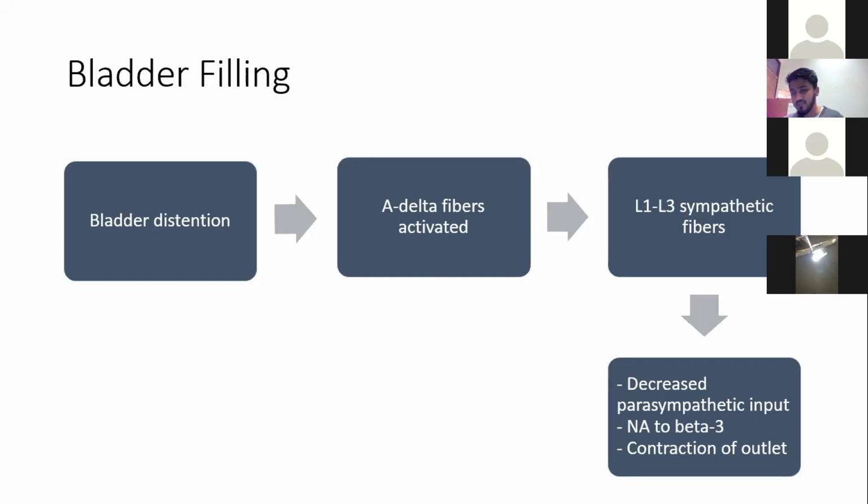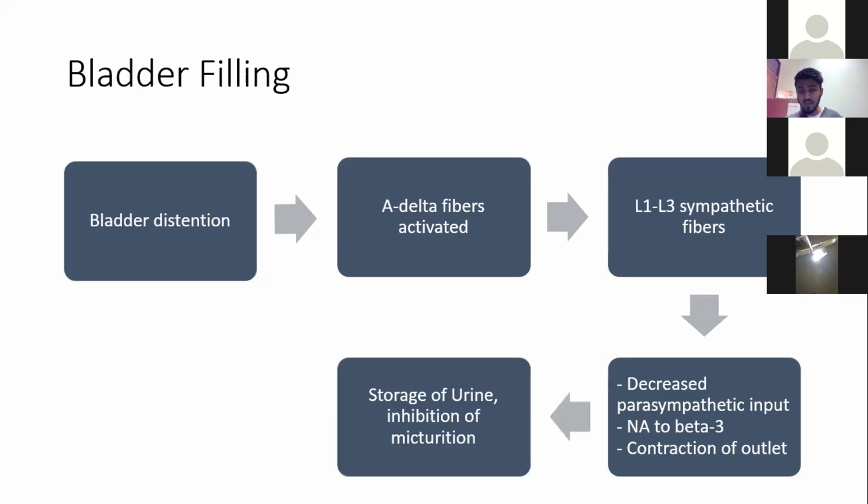So the sympathetic fibers are going to decrease the parasympathetic input, and they're going to send noradrenergic input to the beta 3 receptors, thereby the agonist effect of relaxation. And as we said, it is extremely important for the outlet to be contracted at the level of the urethra. And all of this essentially results in storage of urine and inhibition of micturition. This very simplified diagram is what is referred to as the vesico-spinal-vesical reflex: starting from the bladder, spinal taking place in the lumbar cord, vesical ending up back in the bladder. I hope that is clear.